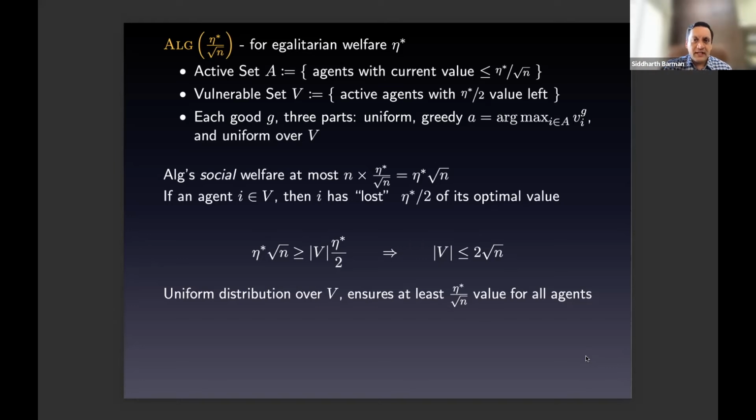So yeah, it's a rough sketch, but I hope the idea is clear. What I am doing in this case is using the social welfare calculation to bound that there will never be a lot of agents in the vulnerable set. In fact, that's exactly what we are showing. A uniform distribution over it guarantees that even if you land up in the vulnerable set, you will get a sufficiently high value. All this means is that every agent I is guaranteed at least eta star by square root n, and that's the competitive ratio I told you. The log n terms I'm hiding and so on. But yeah, I hope the sketch is clear.